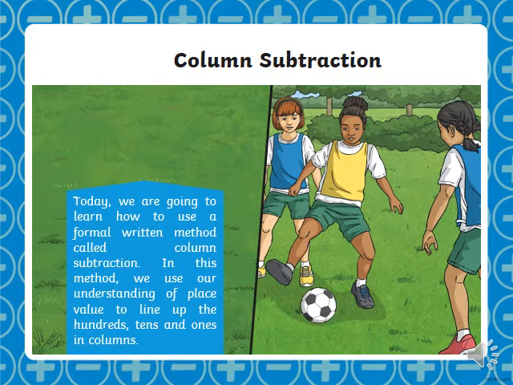Okay, so column subtraction. Today we're going to learn how to use a formal written method. In this method we use our understanding of place value to line up the hundreds, tens and ones in columns. You should remember this from yesterday.